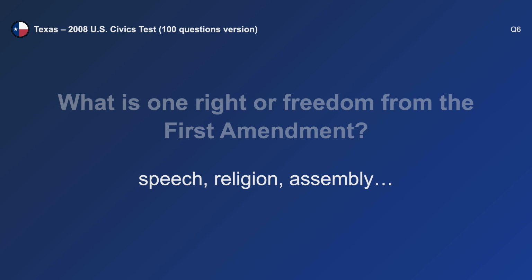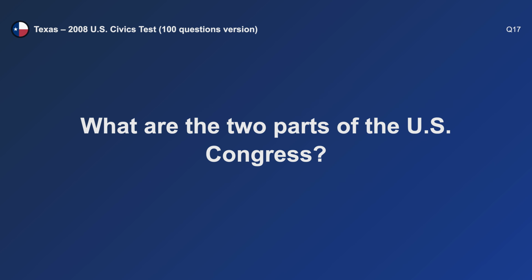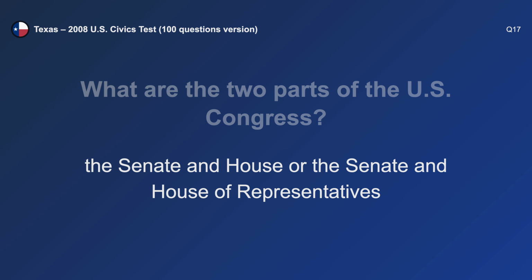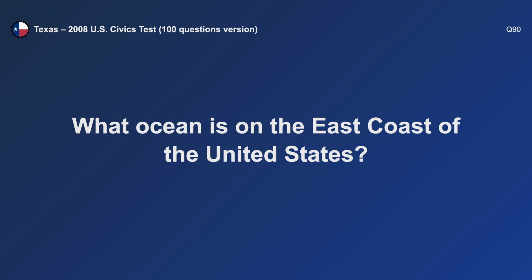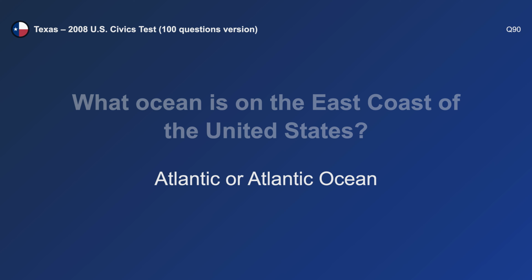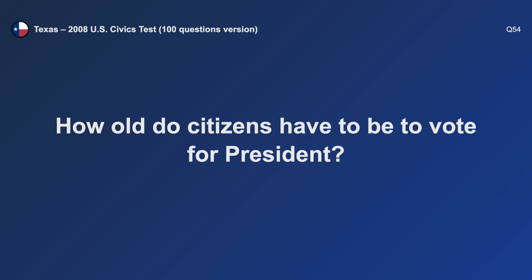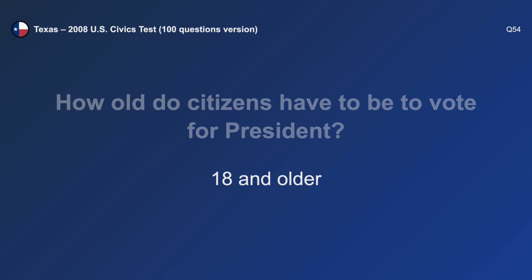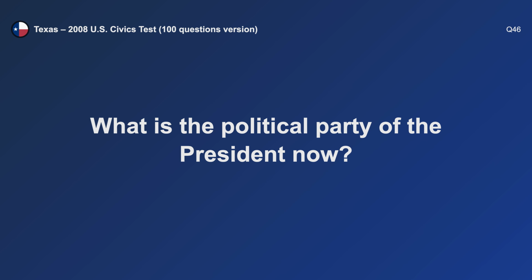Speech. What are the two parts of the U.S. Congress? The Senate and House. What ocean is on the east coast of the United States? Atlantic. How old do citizens have to be to vote for president? 18 and older. What is the political party of the president now?